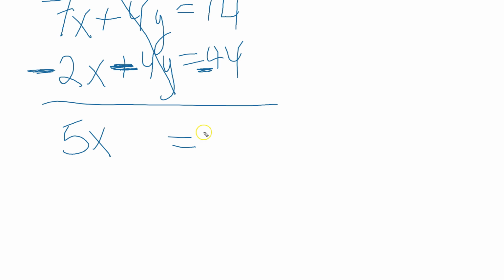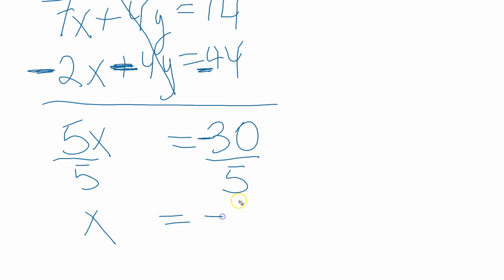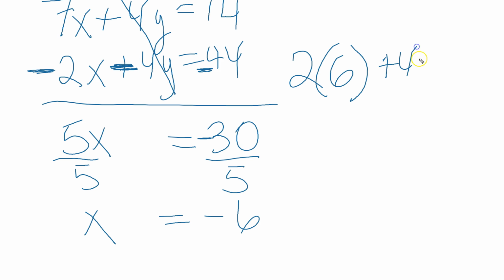So this would then be a negative 30, because this is a negative 44. Okay, so we'll just divide by 5, and this is a negative 30 here. And we get x then equals negative 6. Well, if x equals negative 6, we can put it in either equation. The original one, this was 2 times 6 plus 4y equals 44.